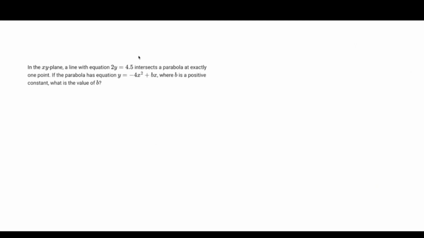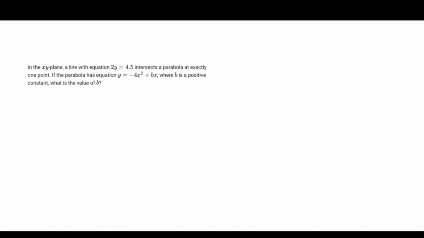A line in the xy-plane with equation 2y equals 4.5 intersects a parabola at exactly 1 point. If the parabola has equation y equals negative 4x squared plus bx, where b is a positive constant, what is the value of b? All right, so first off, I'm just going to say this.